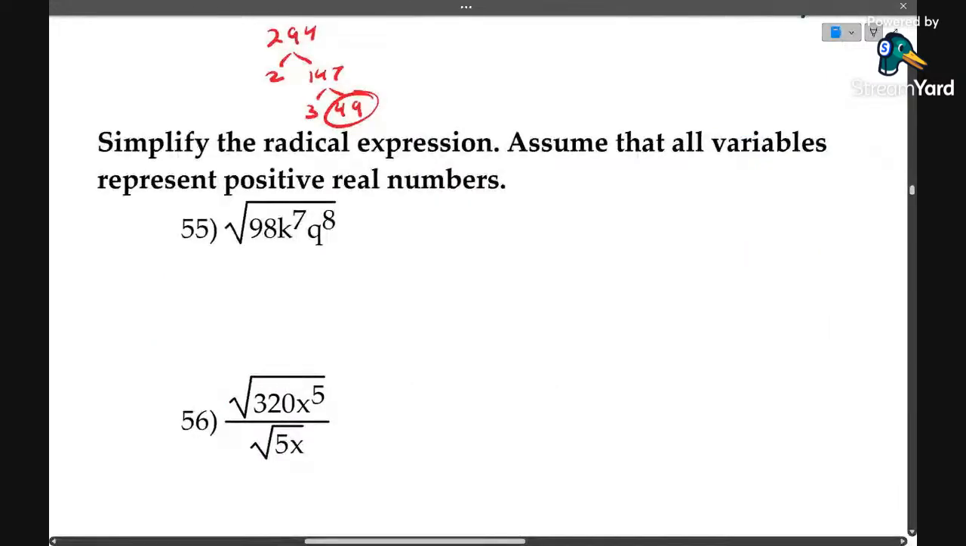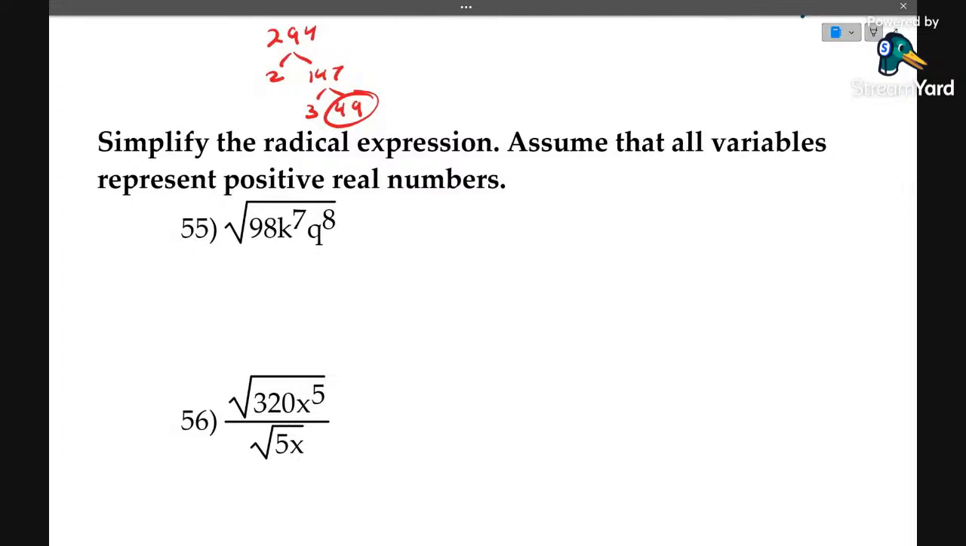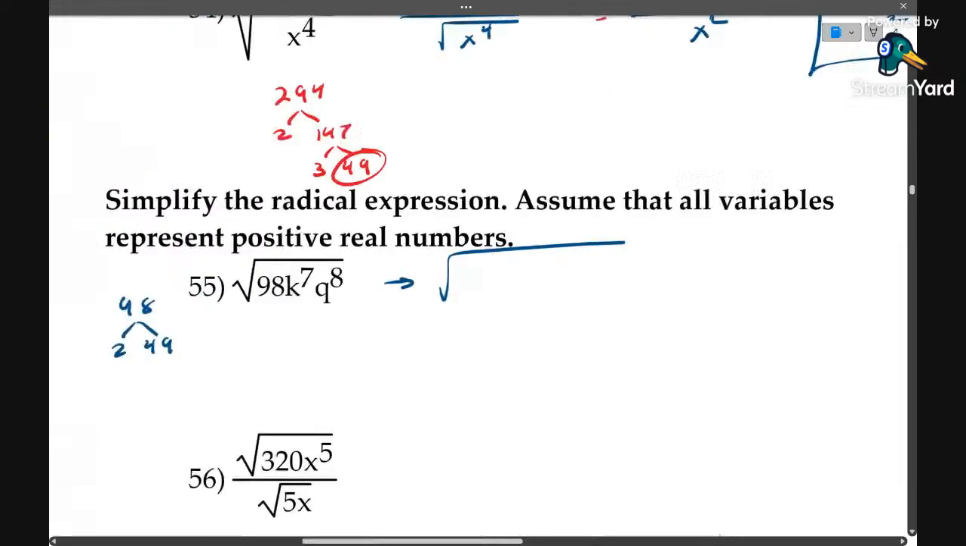All right, so again, we're just simplifying like we did there. I can't take the square root of 98. So we want to see if we have any factors of 98 that are perfect squares. So if we divide 98 by 2, we get 2 and 49. 49 is a perfect square. So we can break 98 into 49 times 2.